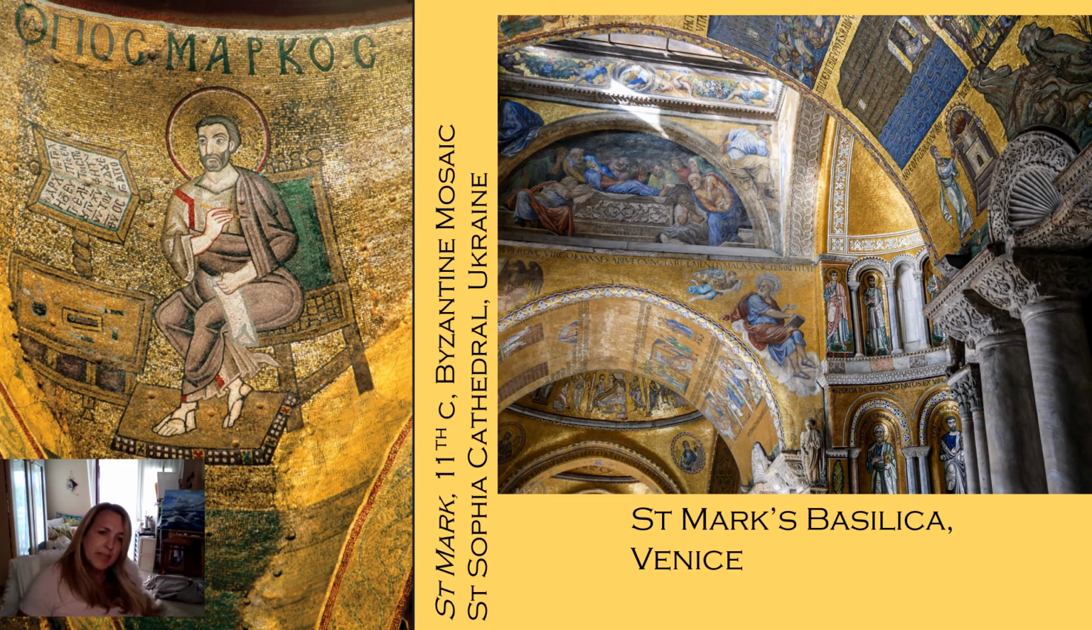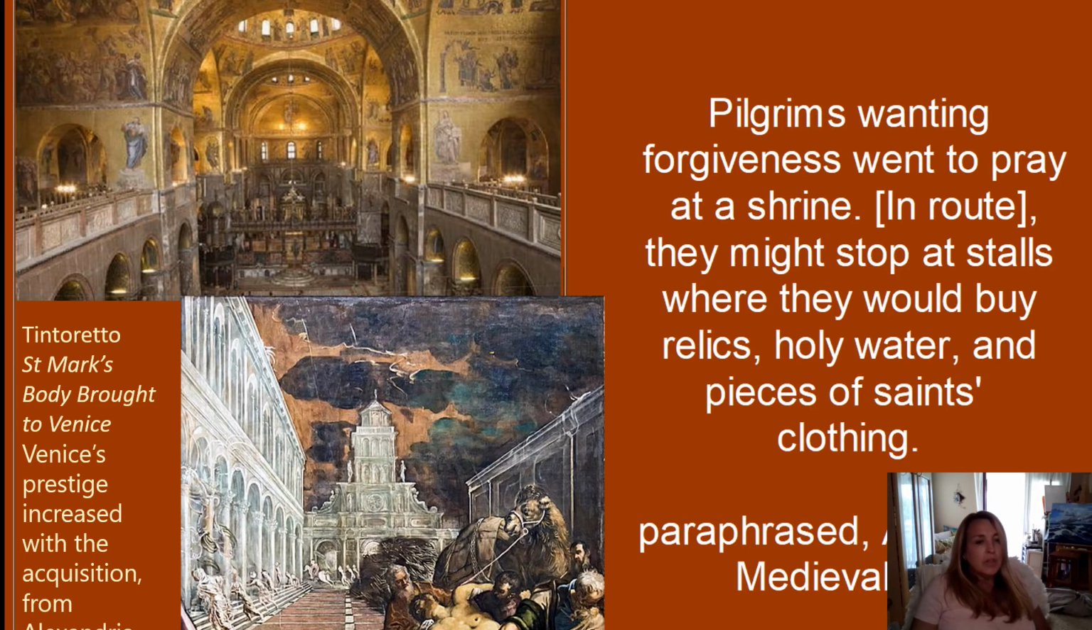So, Byzantine mosaic, St. Sophia Cathedral in the Ukraine, and St. Mark's Basilica in Venice. Just gorgeous. Tintoretto, St. Mark's body brought to Venice. Venice's prestige increased with this acquisition from Alexandria.